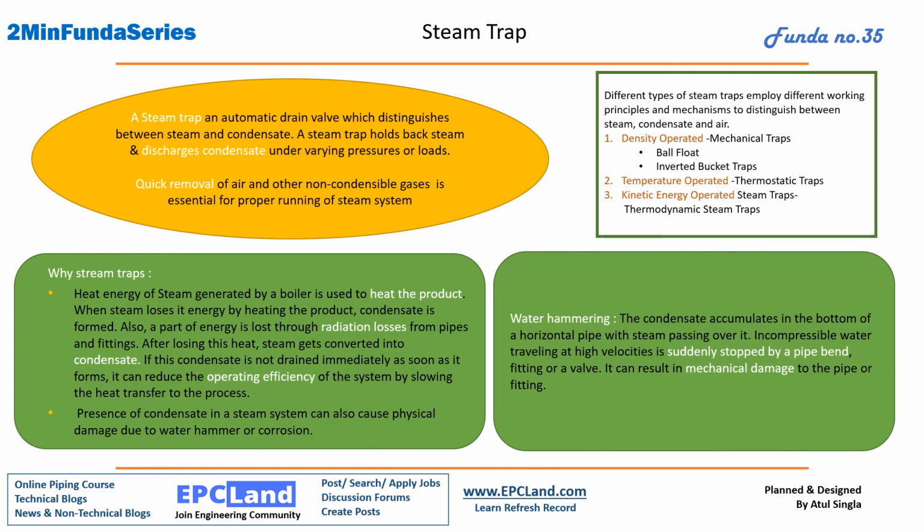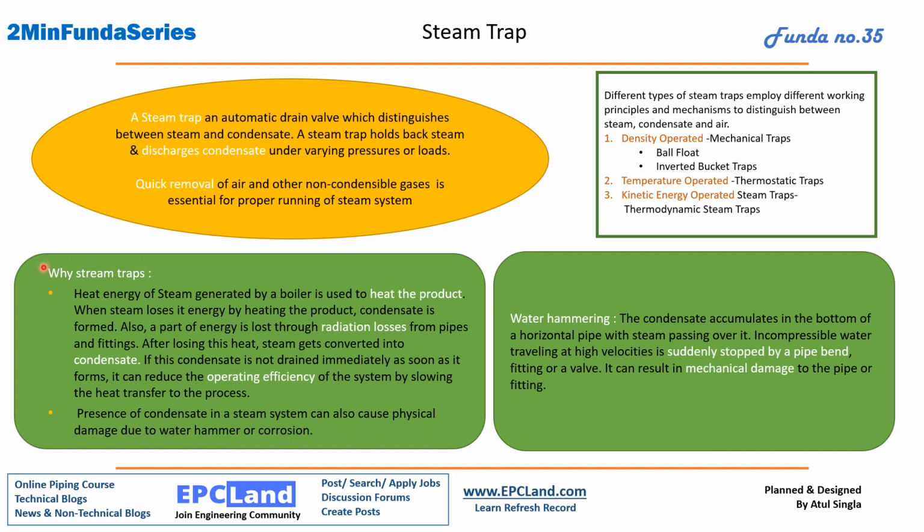Steam trap. A steam trap is an automatic drain valve which separates the steam and condensate. It holds back the steam and discharges the condensate, which is the main objective of using a steam trap. Quick removal of air and other non-condensable gases is also essential for running the steam system.